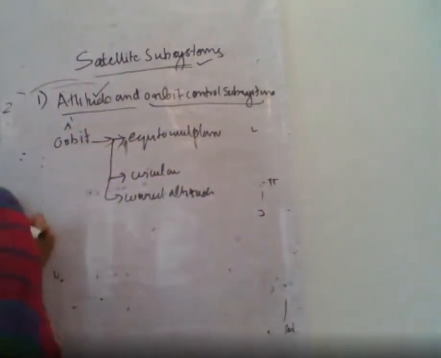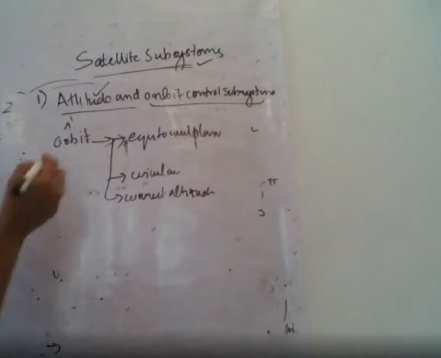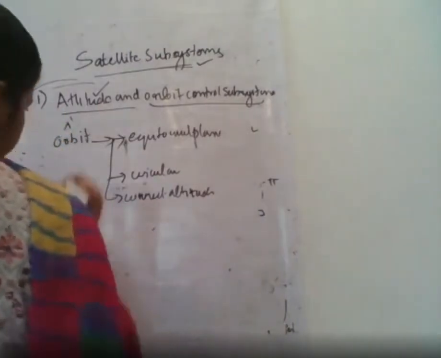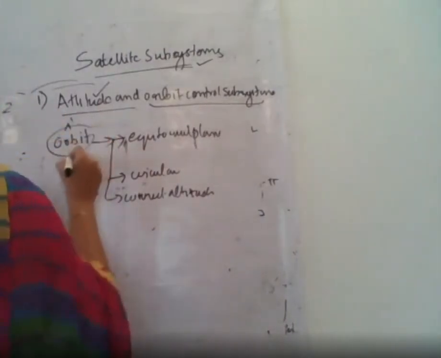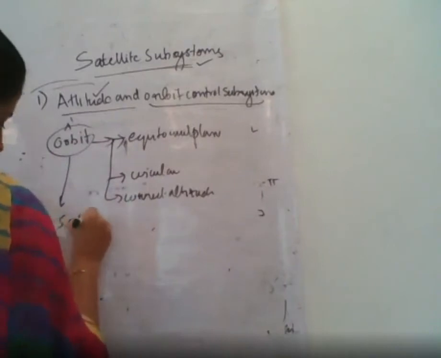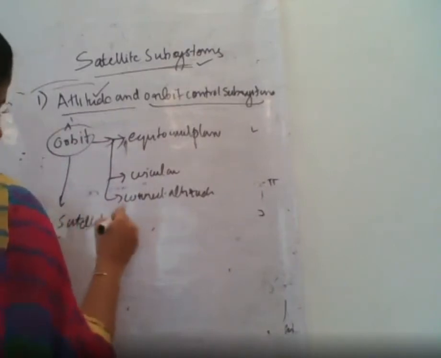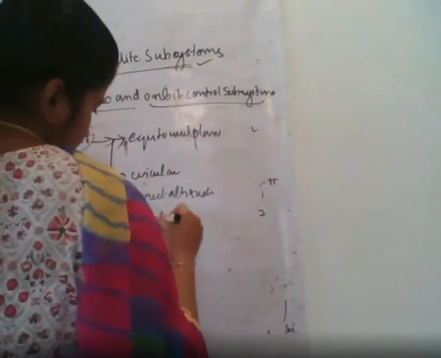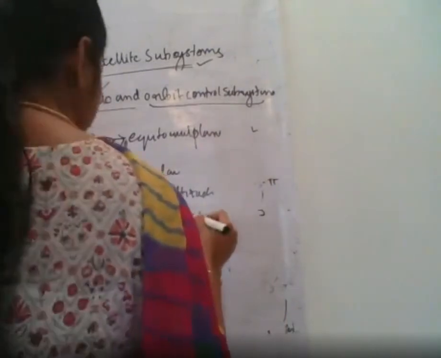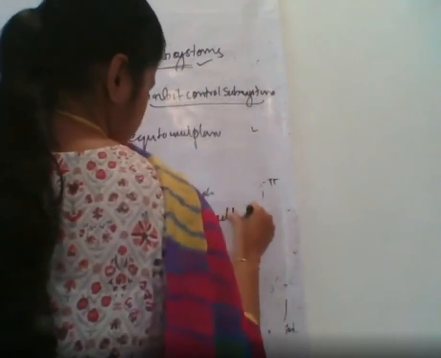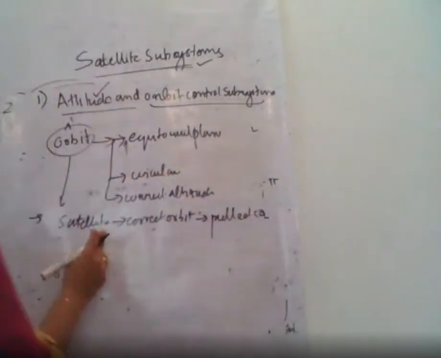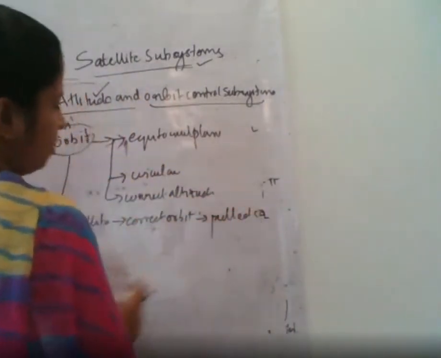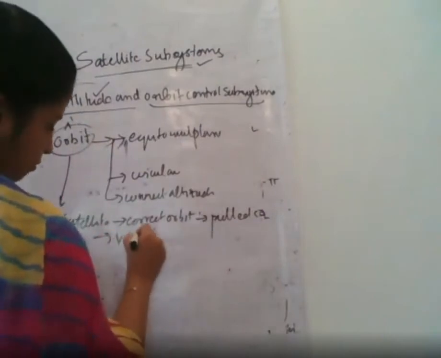The various forces acting on the satellite will pull it out of the correct orbit. That is, the satellite is pulled out of the correct orbit by the various external forces.